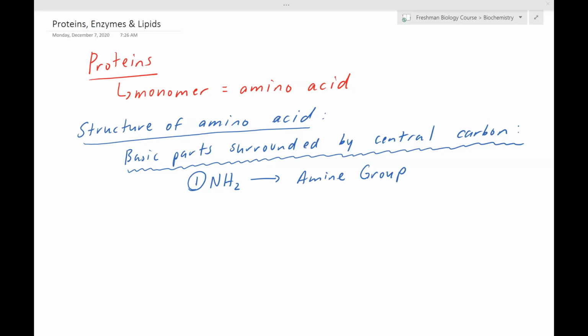We will draw out the amino acid structure shortly, but first I want to make sure that we understand these four basic parts that surround the carbon atom. Next is going to be a carboxyl group: a carbon, an oxygen, another oxygen, and a hydrogen. In this group, one of the oxygens will be double bonded to the carbon, and then we have our OH, so we will draw that shortly. So the second of the four groups is the carboxyl group.